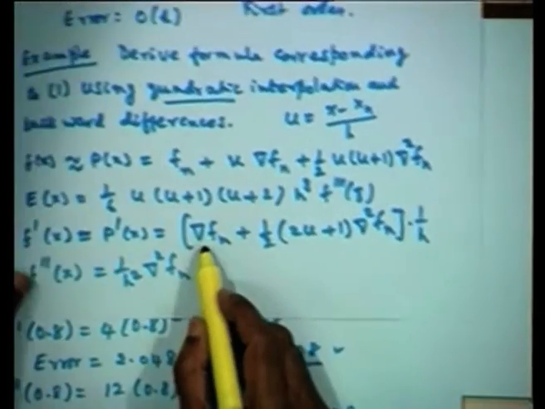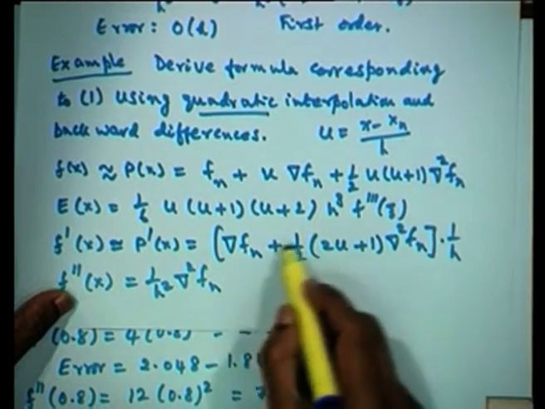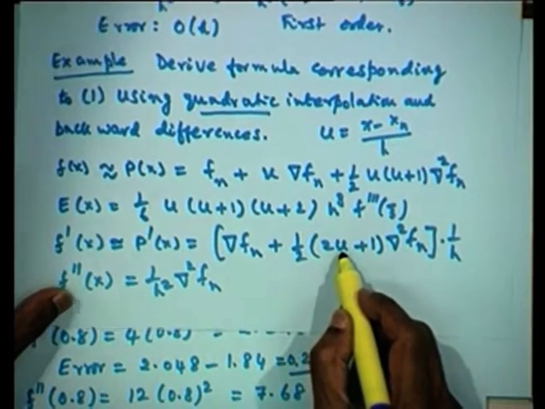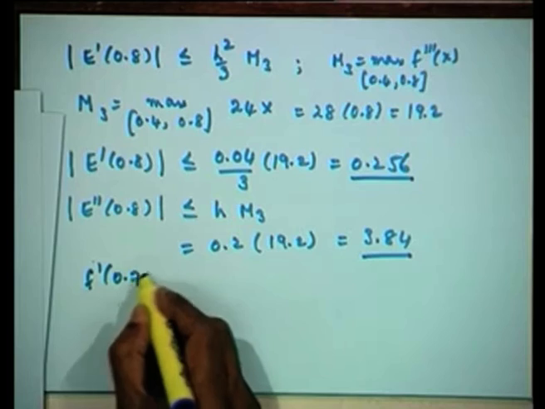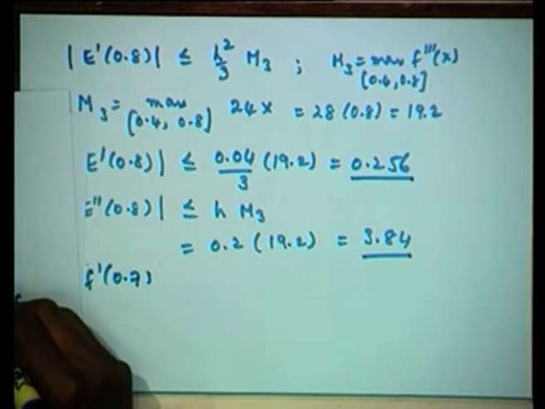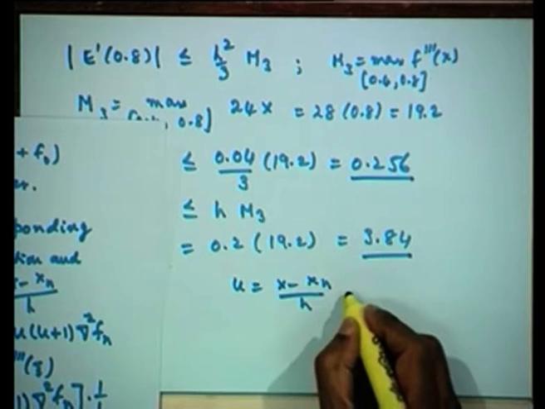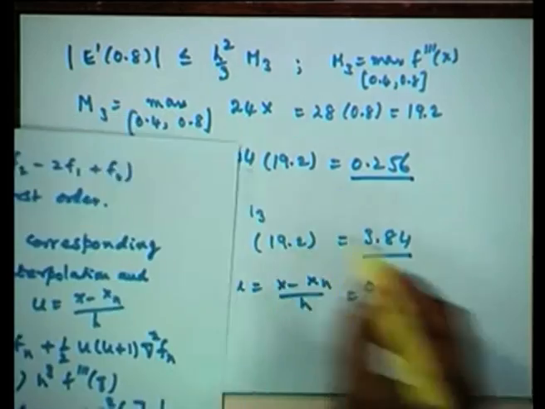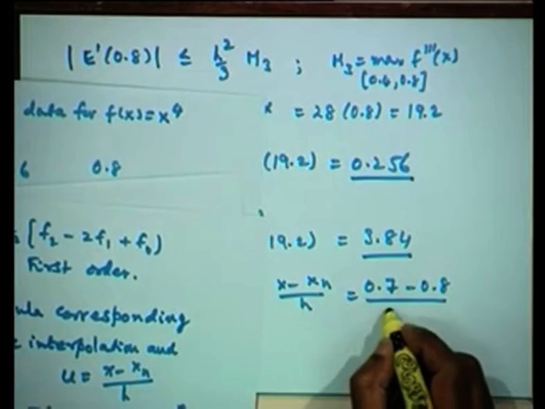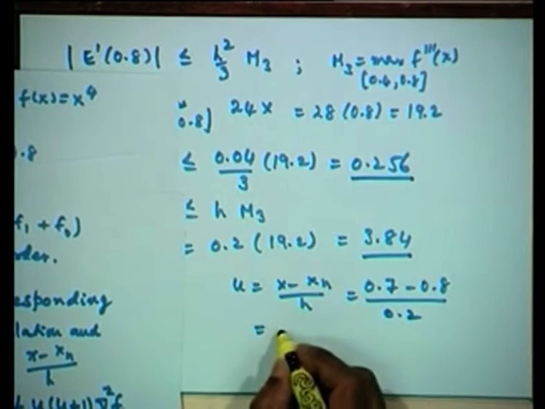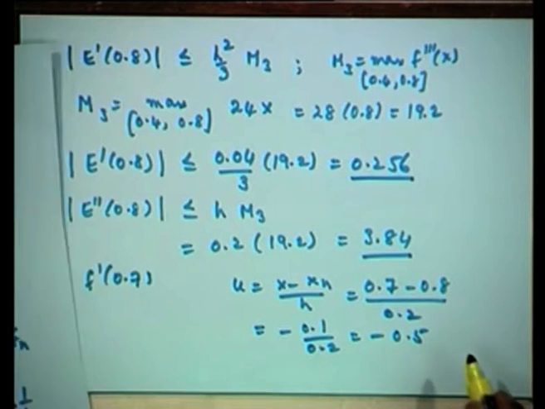For example, if I want to find what will be the derivative at 0.7, I shall be finding what will be the u. If you are asking for the value of f dash at 0.7, then I will find my value of u. u is equal to x minus x n by h, and here x n, the last point, is 0.8, and the step length that is given in the problem is 0.2. So, this will be minus 0.1 by 0.2, that is minus 1 by 2, that is minus 0.5.